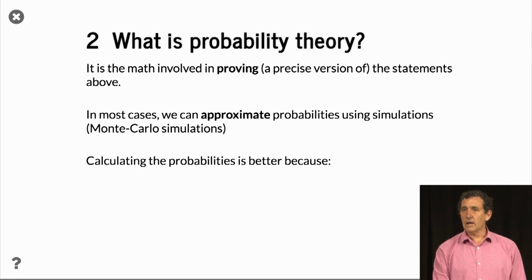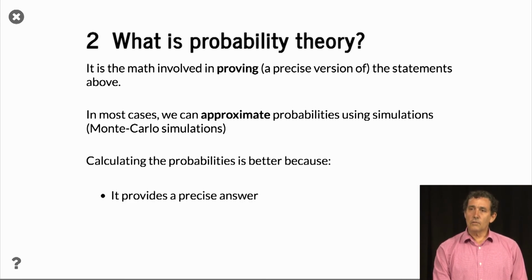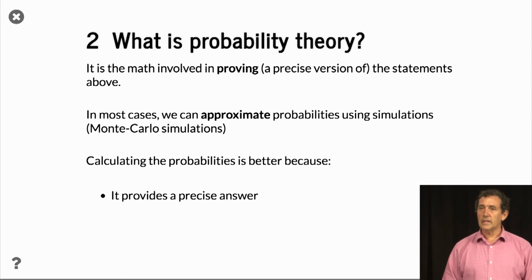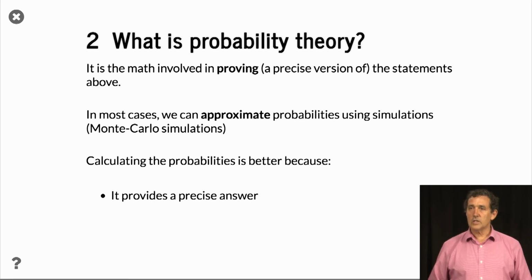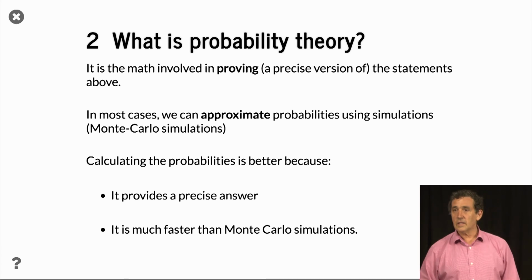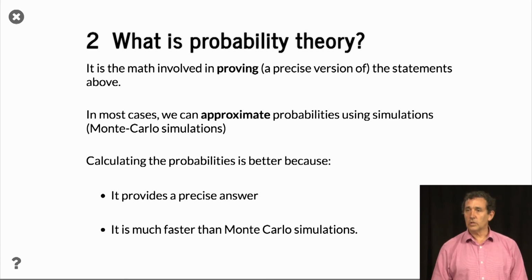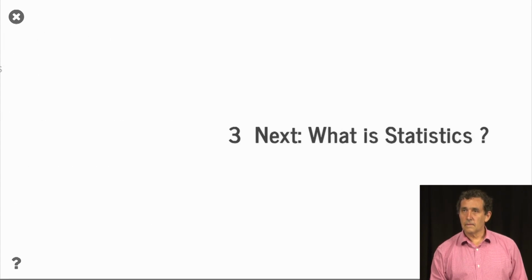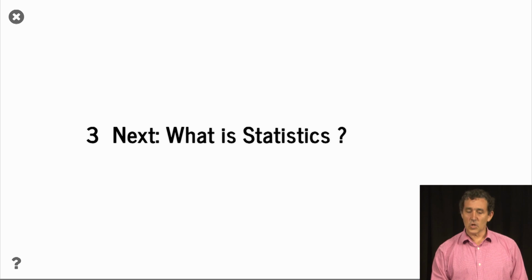So why isn't that enough? Because, first of all, calculating the probability gives you a precise answer, and doing Monte Carlo simulation just gives you an approximation, and you need to run the experiment longer and longer to get more and more accurate answers. And the second is that it is much faster than Monte Carlo simulations, essentially for the same reason. Okay, so that is a quick description of what is probability.